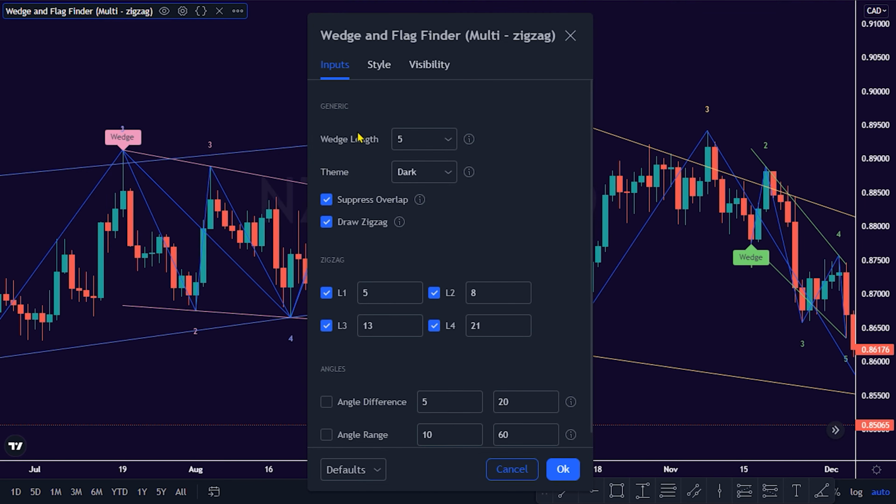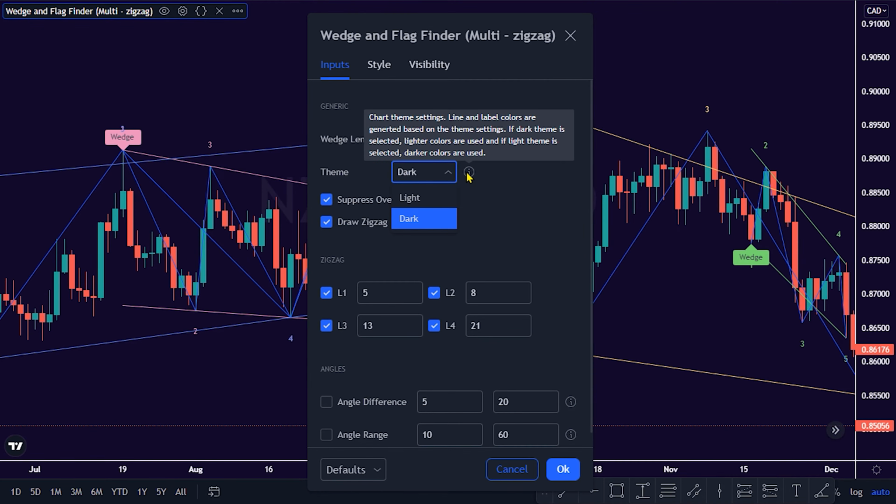Under the Input Settings folder here, there's the wedge length. This defines how many pivots a wedge should comply with. Option values are 5 and 6, with 5 being the default. Here's the theme color. Your chart background color will automatically determine the drawing settings to be used by the indicator.